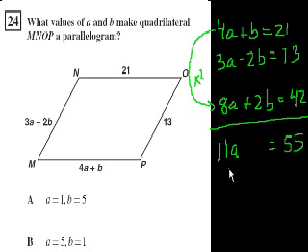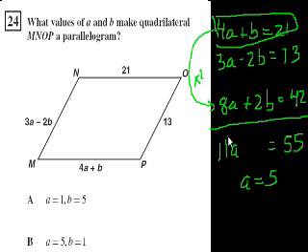That worked out well. Divide both sides by 11. You get a is equal to 5. Now, if a is equal to 5, what's b? Let's substitute back into that first equation. You could have picked either.